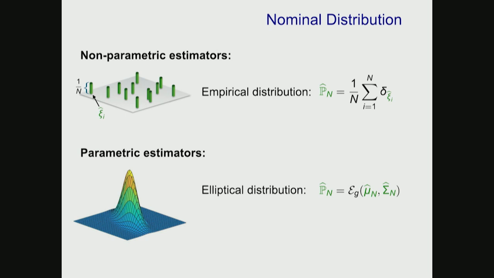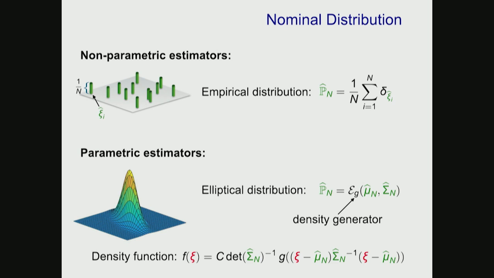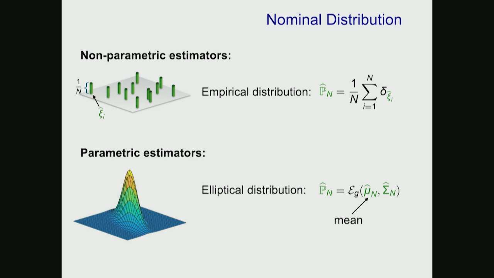So I'm going to use mostly throughout the talk the following non-parametric and parametric models for the nominal distribution. In the absence of any structural information, it's quite natural to set the nominal distribution to the empirical distribution. This is just the uniform distribution on the training samples. It's a discrete distribution. In the presence of structural information, it's often convenient to model the nominal distribution as an elliptical distribution with a given density generator G. Once this density generator G is fixed, the elliptical distribution only depends on the mean vector mu hat and the covariance matrix sigma hat. These are the only parameters that then need to be estimated from the data, and this could conveniently be done with maximum likelihood estimation, for example.